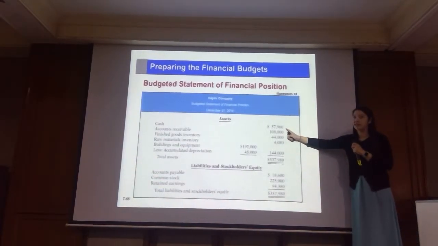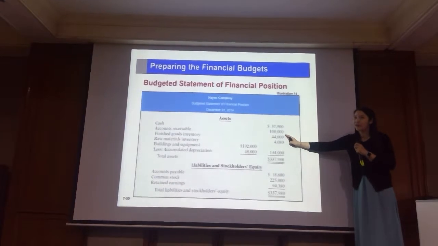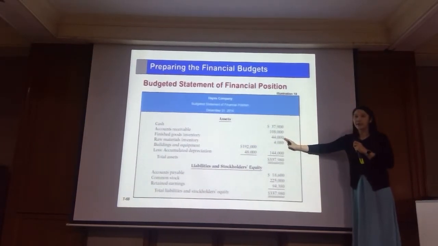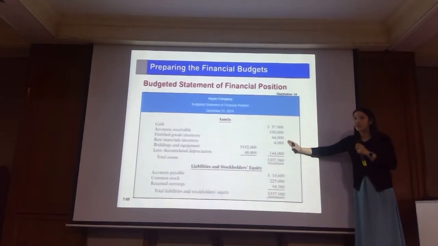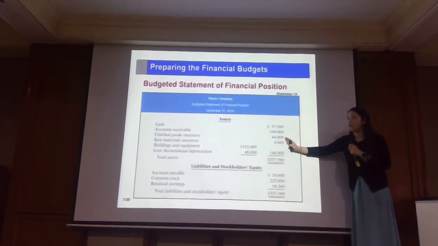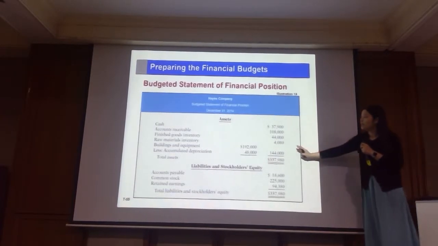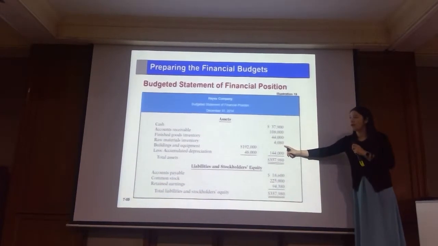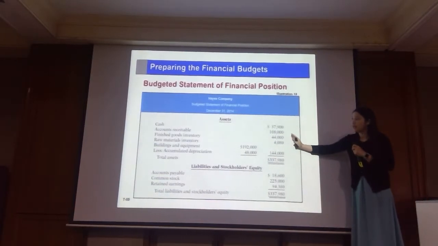As you can see, the cash from the cash budget is shown here. Accounts receivable, we talked about that already. For finished goods inventory, we can get that information from the production budget. Think about the production budget. It tells you about ending inventory, right? So you have the number of units, multiply by unit cost, and then you come up with finished goods inventory. And also for raw material inventory, you get this information from the raw material budget because you have the ending balance for raw material inventory. You just take that and show it here.